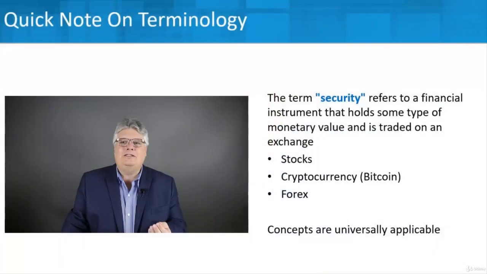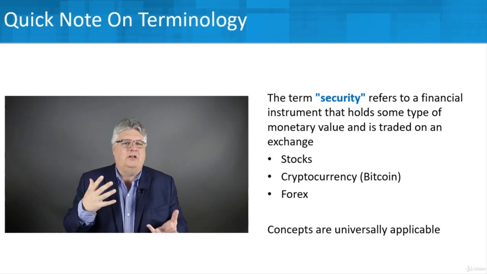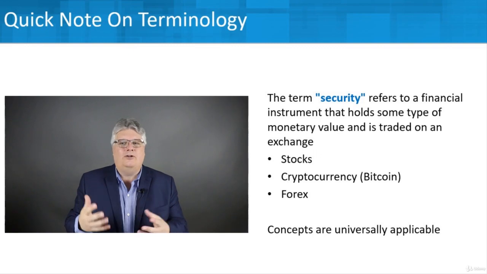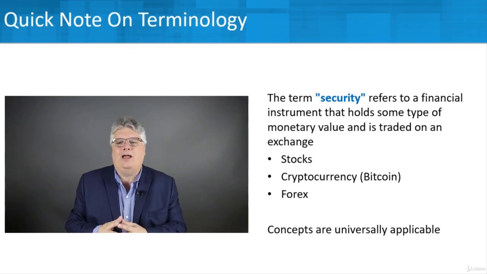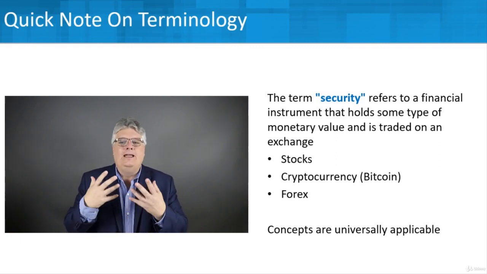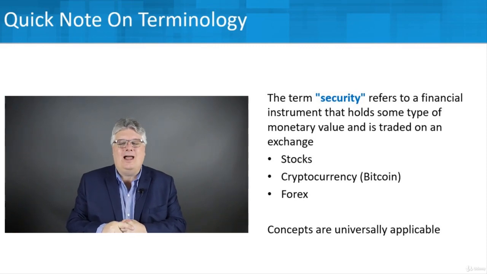One thing you'll see me do in this course is talk about securities. A security can be a stock, or a cryptocurrency like Bitcoin or Ethereum or Ripple, or the Forex market, where you're trading currencies like rupees or dollars or euros or pounds. For our definition, all these things are securities, a financial instrument that holds some type of monetary value and is traded on an exchange, so we can trade these securities. That's the big idea behind securities and part of that whole universal language.